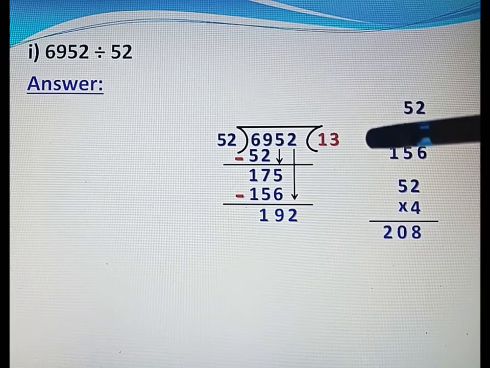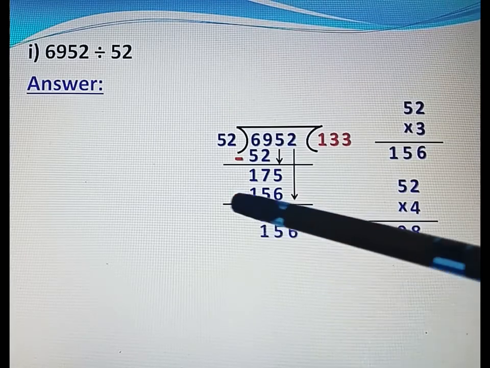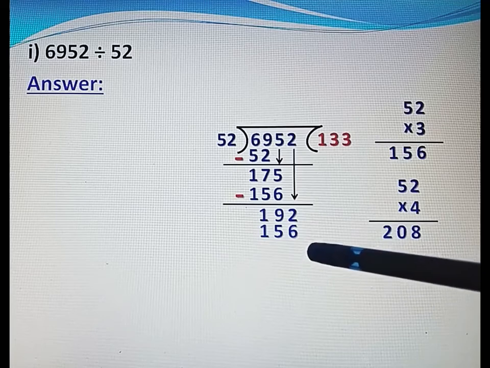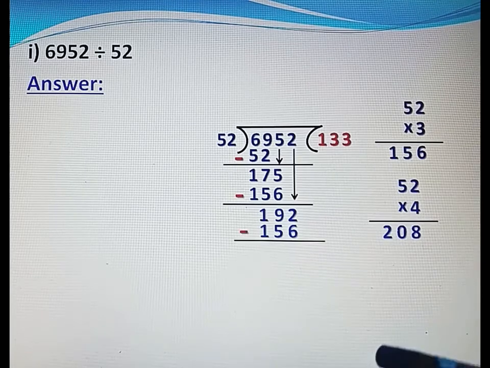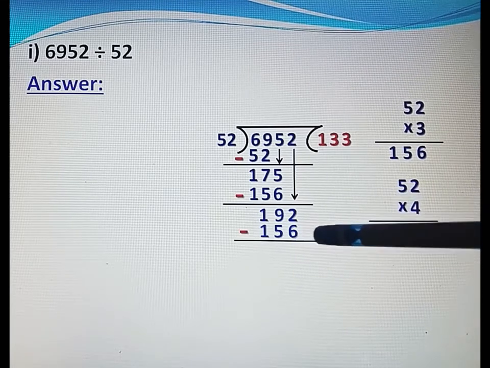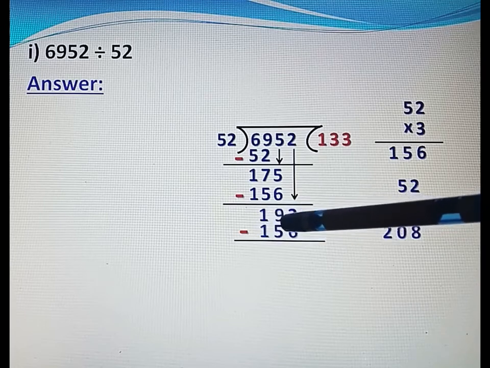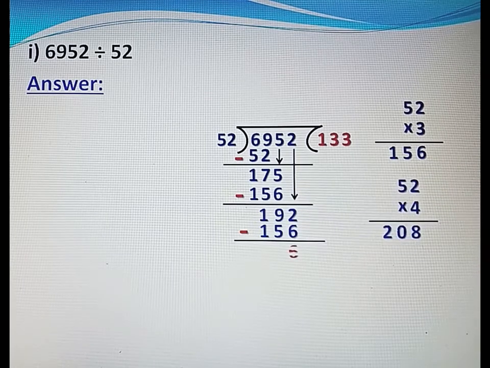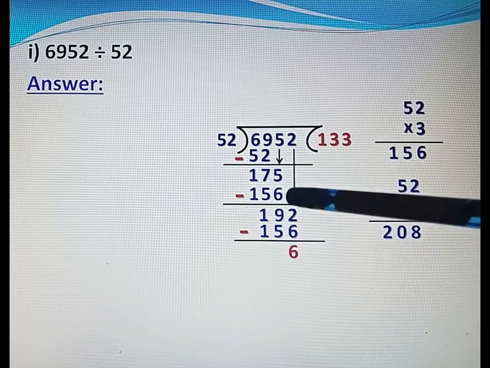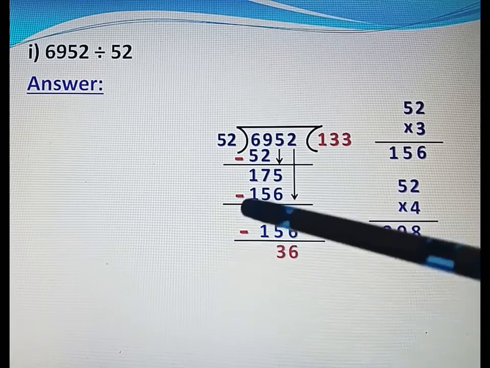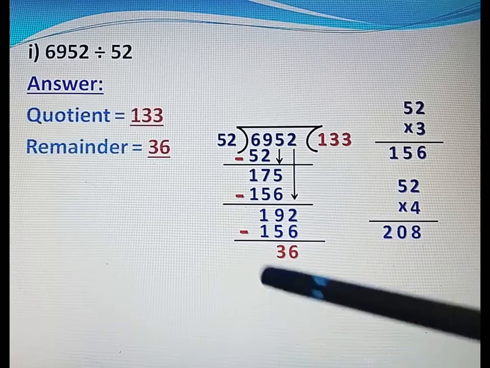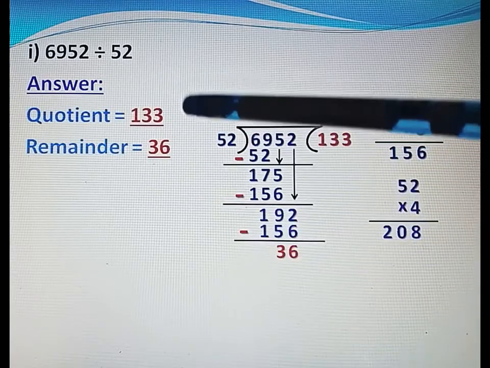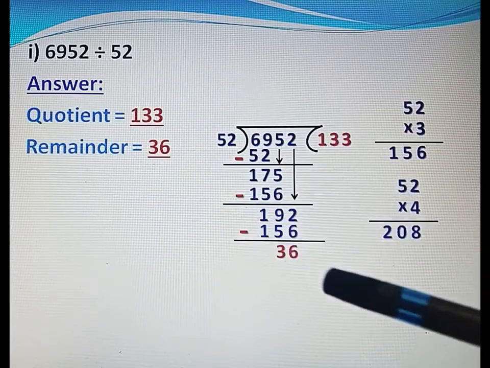Multiply again 52 by 3, that is 156, and then we will do subtraction. This 2 is smaller than 6, so we will borrow from next number, that is 9. It will become 8, and it will become 12. 12 minus 6 6, and it is 8. 8 minus 5 3, 1 minus 1 0. Hence quotient equal 133 and remainder equal 36, and then we will check our answer.